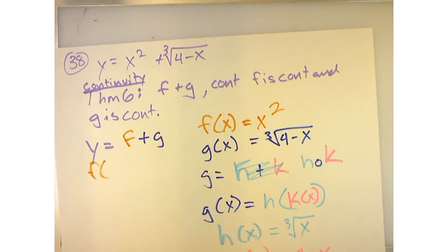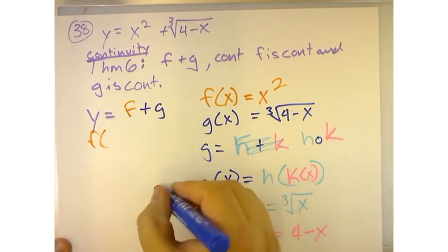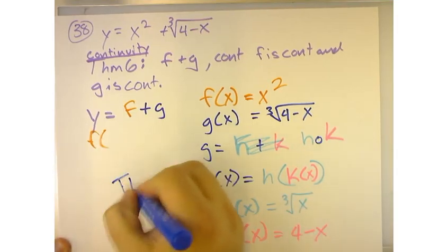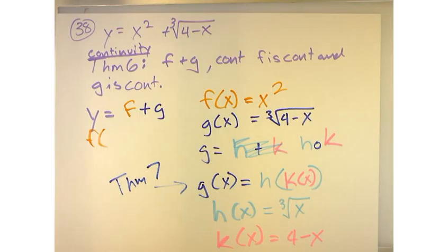And then if you wanted to, you could dive even deeper. This right here would be theorem 7. Or is it theorem 8? I forget. That's theorem 7. The composition of functions. If the individual functions in a composite function are continuous, then the overall composite function will also be continuous. Does that make sense? Okay.